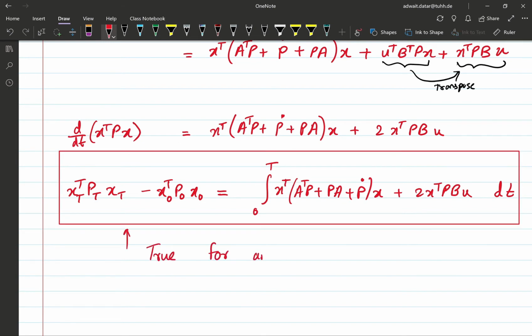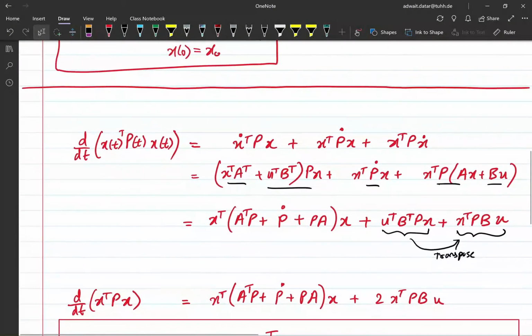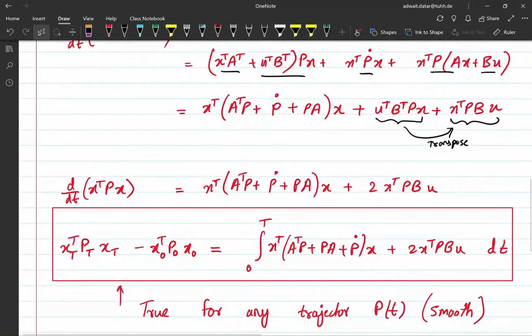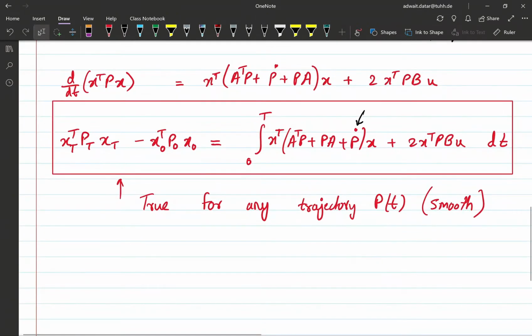This is true for any trajectory P of t that is smooth or that is differentiable, because we've basically just used the chain rule and nothing else, and then we've just integrated both sides. So this holds for any trajectory P of t that is smooth or that is differentiable for this to be defined. Now we keep that in mind.